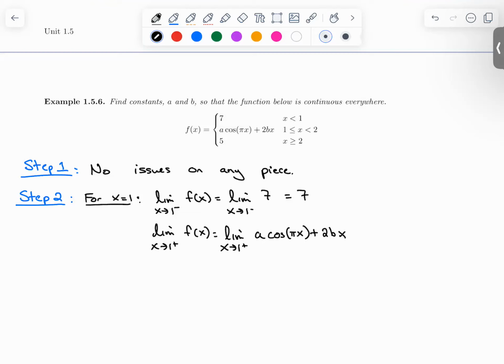And I get that that looks intimidating. But pi is just a number. And a and b are just numbers. We don't know what they are yet. They could be 5 and 7, could be -2 and -1, who knows? But they're just numbers. So since we're taking the limit as x approaches 1, the a and the b are just ignored. So this becomes a times cosine of pi times 1, and then plus 2b times 1, which will be -a plus 2b.